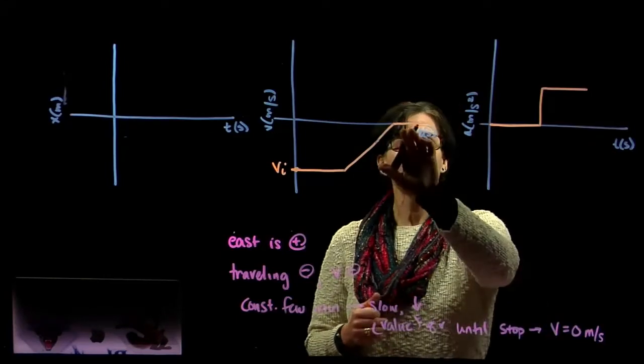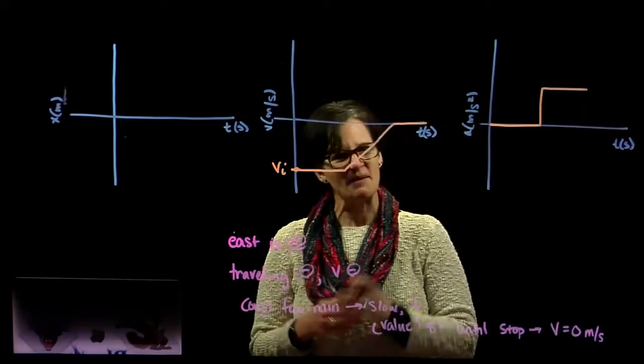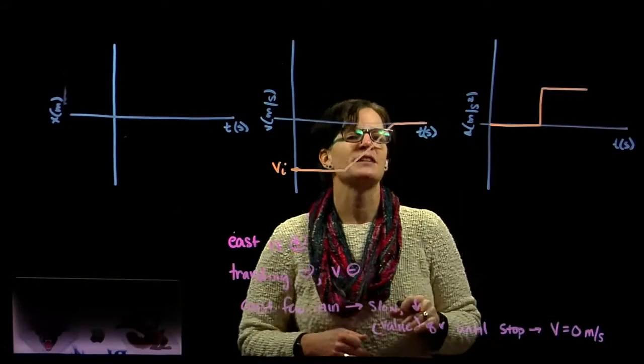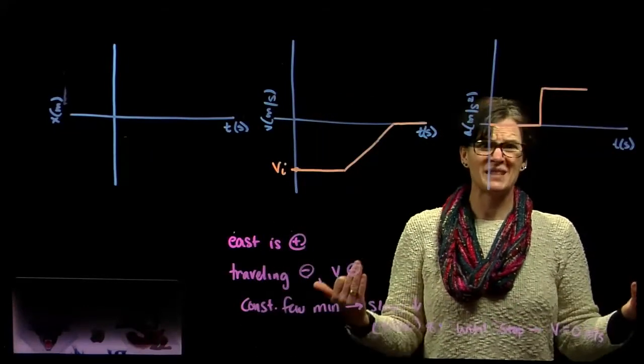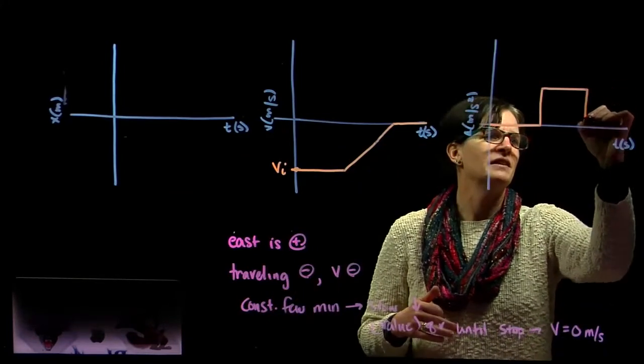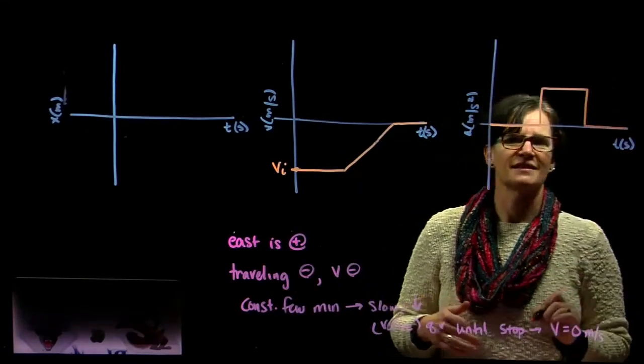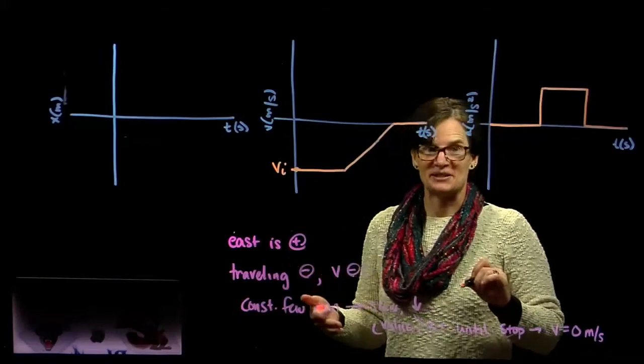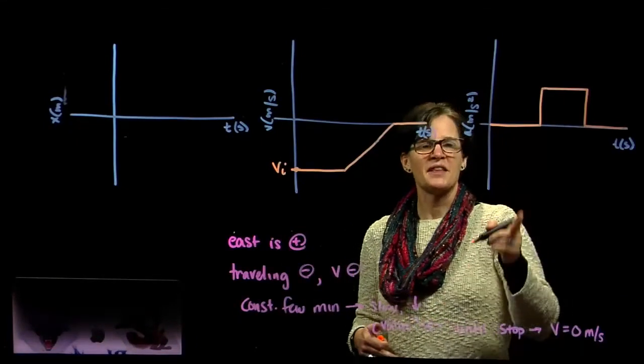All right, and then we have, so that's about the same amount of time. Then we have the velocity hitting that 0 value and staying there, so it's no longer accelerating. And we have a constant acceleration of 0 value. So that's our acceleration graph.